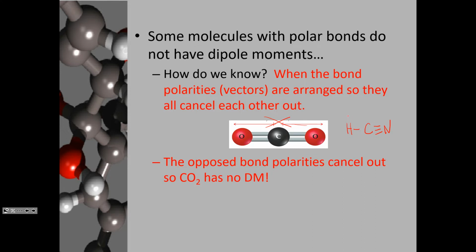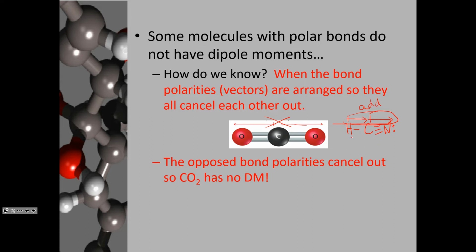When you draw your vectors on hydrogen cyanide, if you look at your electronegativity chart, you would draw one. This vector would be for the HC bond. It would point towards carbon because carbon is more electronegative than hydrogen. And then if you compare the electronegativities of the carbon and nitrogen, you would draw the vector towards the nitrogen. So notice here we have two vectors that are going in the same direction.